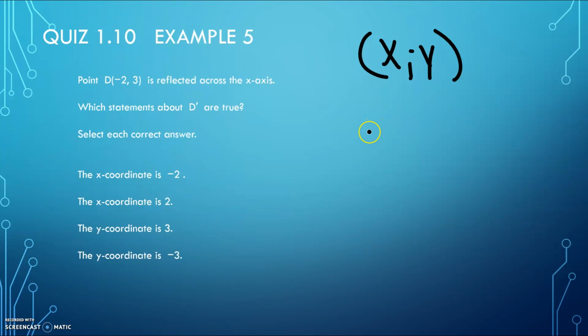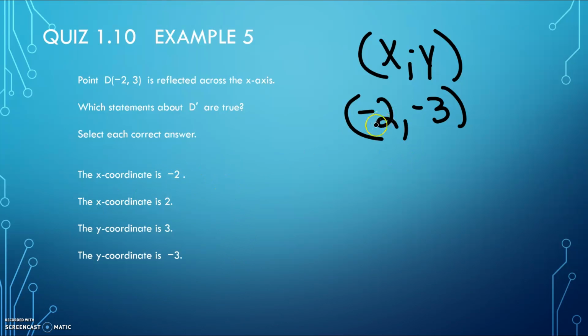So let's reflect this across the x-axis. X remains the same, -2, and y does the opposite. +3 becomes -3. So that's our new coordinate. So which statements about the reflection of D are true?